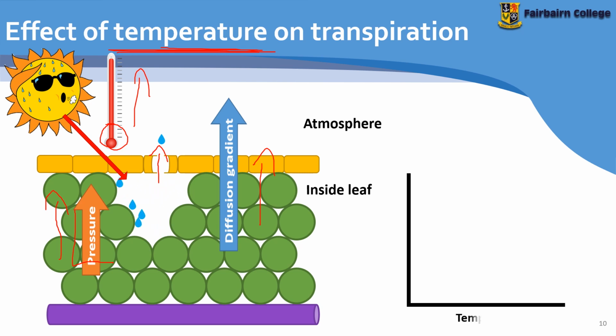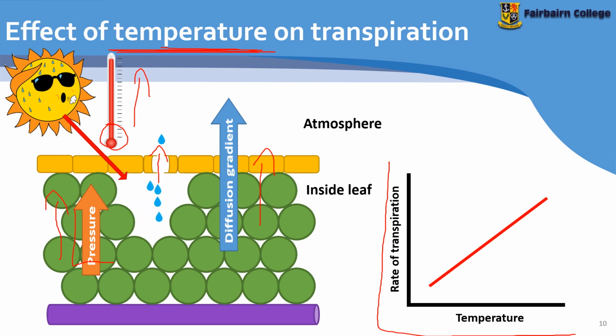So you have temperature on the x-axis, rate of transpiration on the y-axis. So this is going to be a very simple linear graph. As temperature increases, the rate of transpiration increases. Okay, so a very simple graph. Go back and look through it step by step if you need to, as there's a few steps involved, but it's quite simple actually.